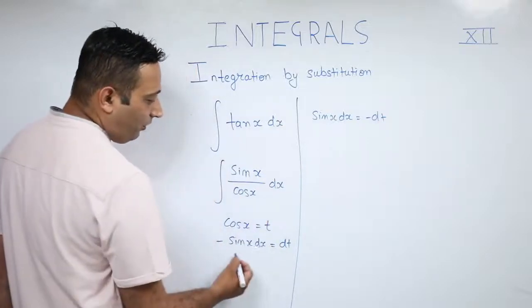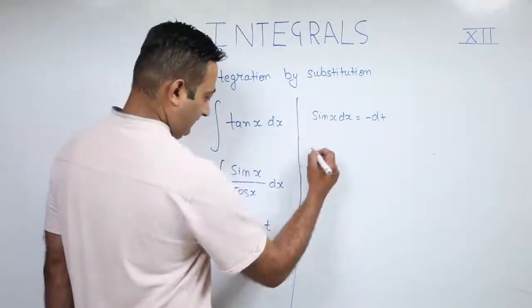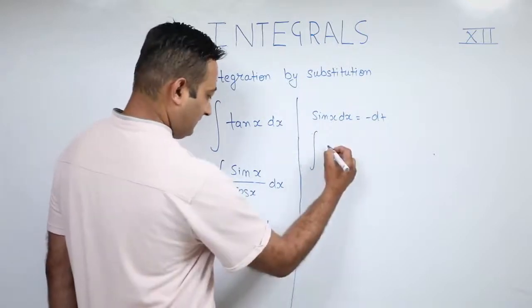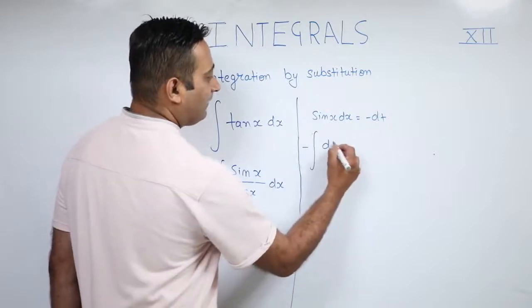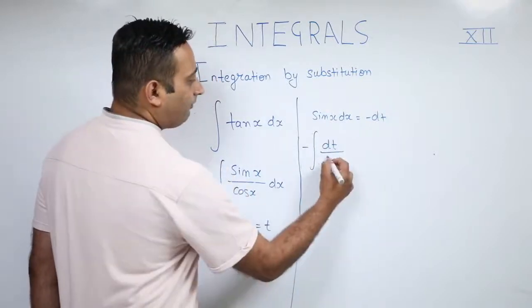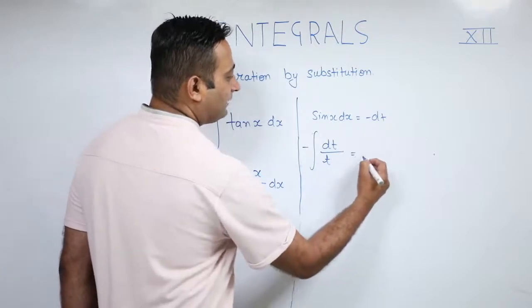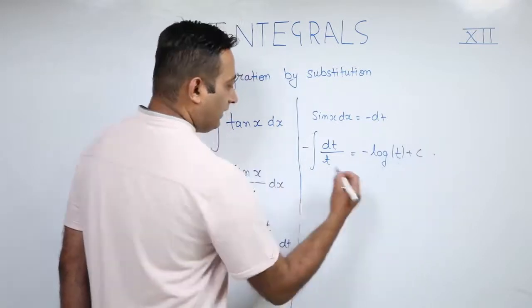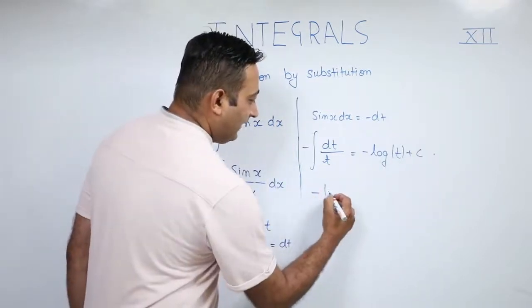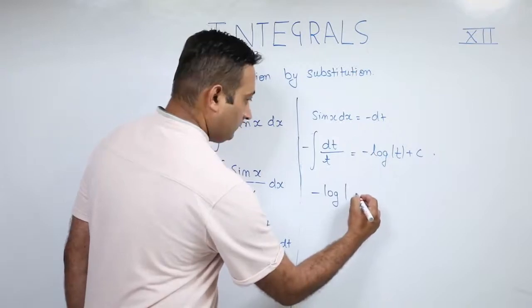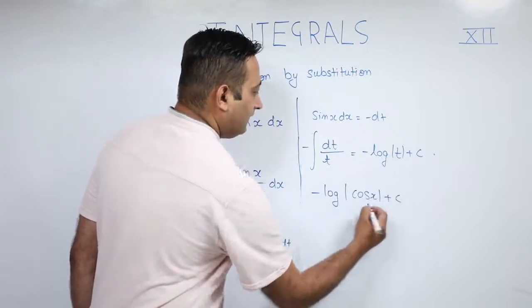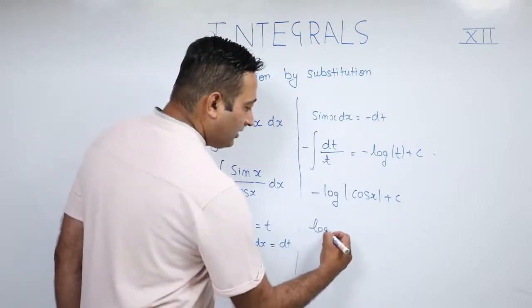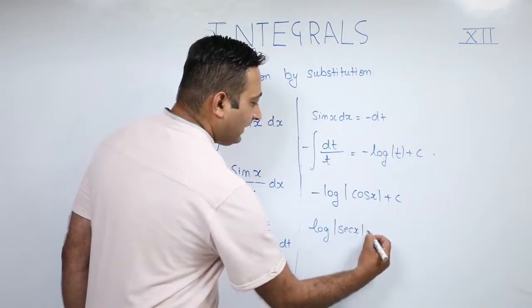Now we'll substitute all these things in the equation. We can write the part as integration of, now sin x dx is minus dt, and cos x we have put as t. So now the integral of this is minus log of mod t plus c. Now we'll put the value of t, that is minus log of mod cos x plus c. Now we can use the properties of logarithms and we can rewrite it as log of mod secant x plus c.